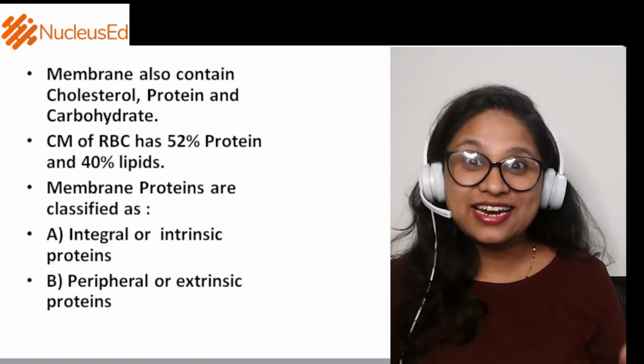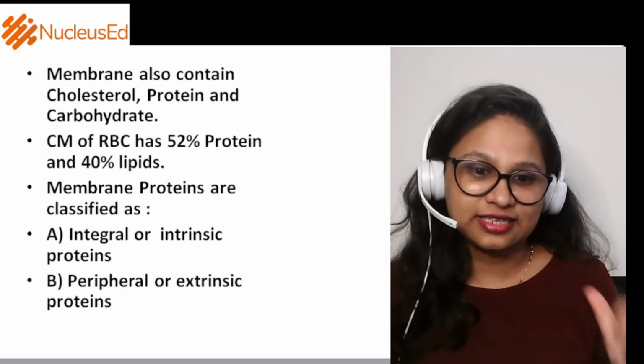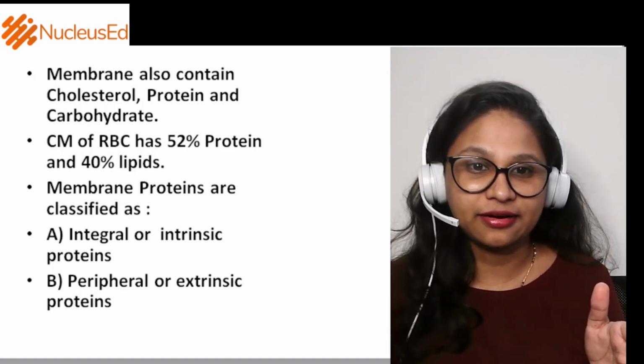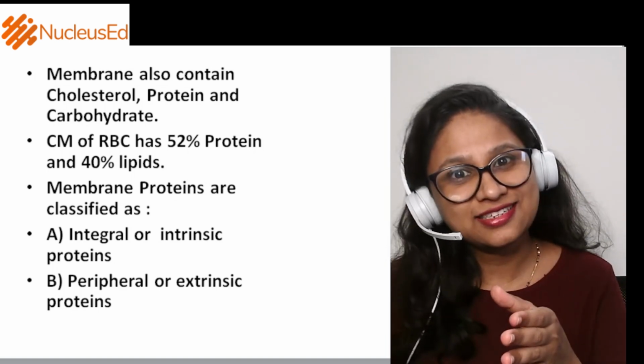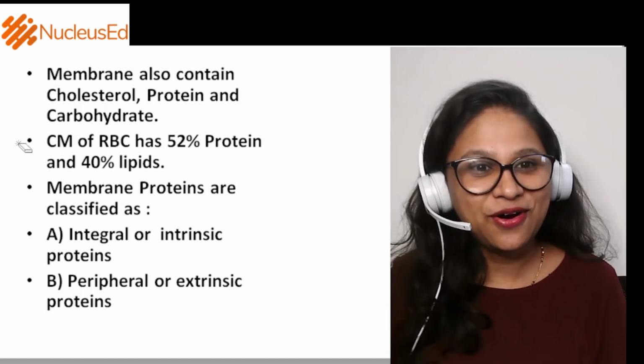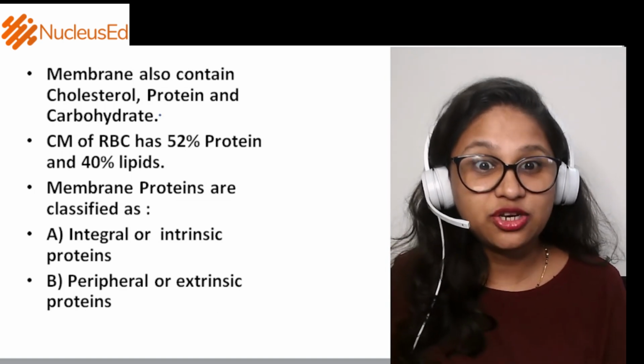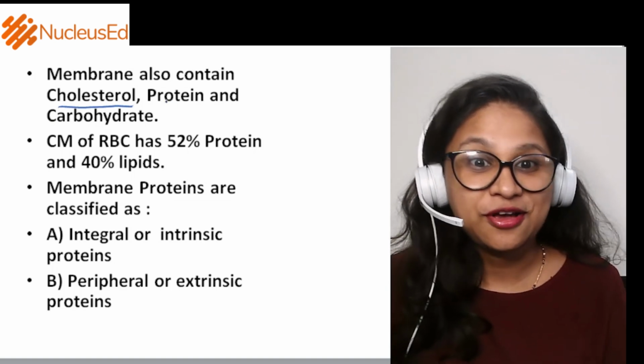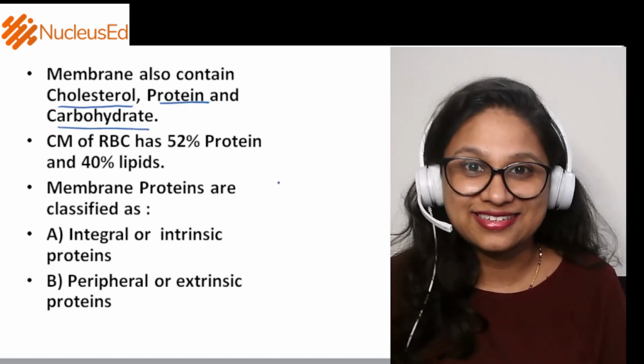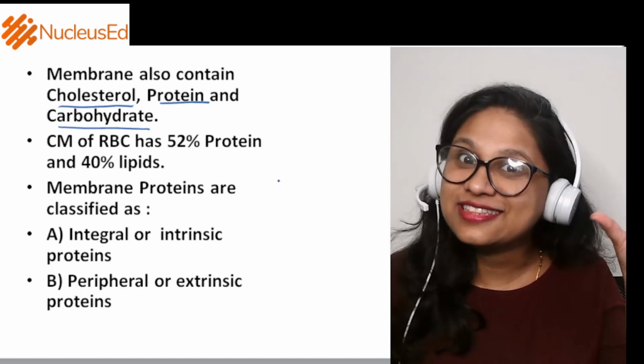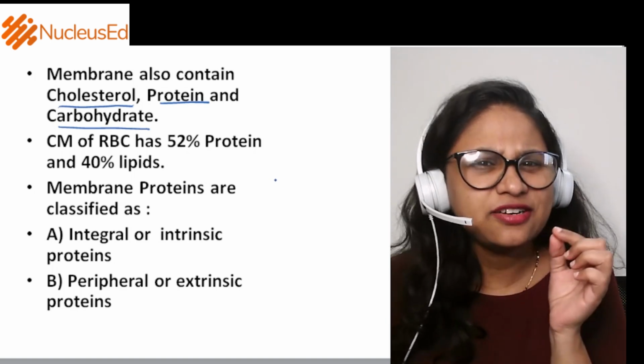Okay, so in our last video, we studied that phospholipids are present in the cell membrane and they are aligned in a discrete manner. But does that mean that only phospholipids are present in the cell membrane? The answer is no, because in the plasma membrane or cell membrane, you will also find cholesterol, proteins and also carbohydrates. Yes, all these things are present in the plasma membrane itself and they have discrete functions to carry out.